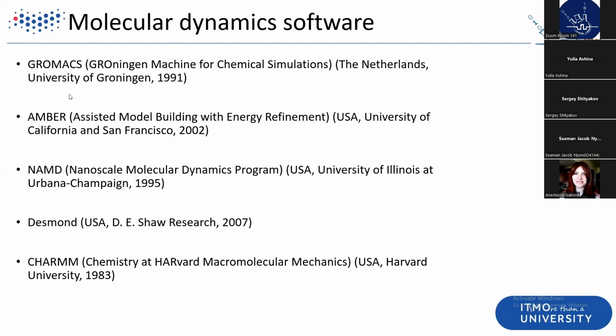GROMACS, the Groningen Machine for Molecular Simulation, was designed in the Netherlands, at the University of Groningen, in 1991. The software is free of charge. It's open source, so one could use it. And now it's also running on CPU and GPU modules, and it is primarily designed to simulate different proteins.